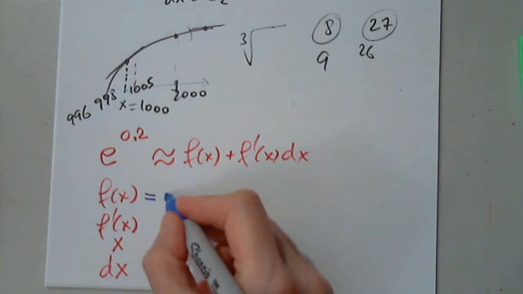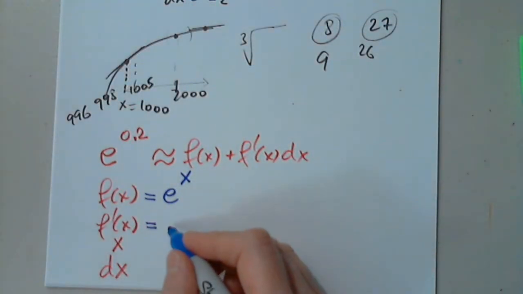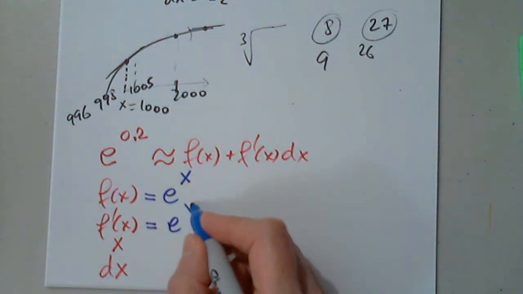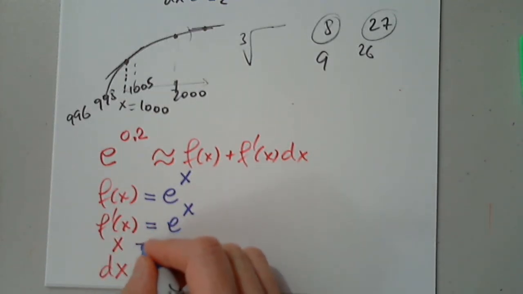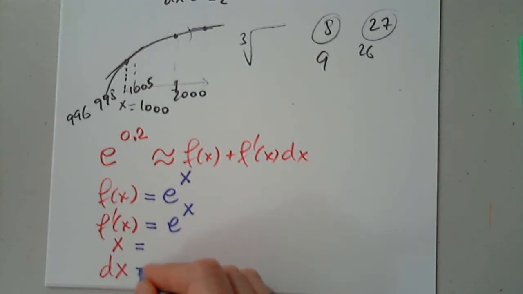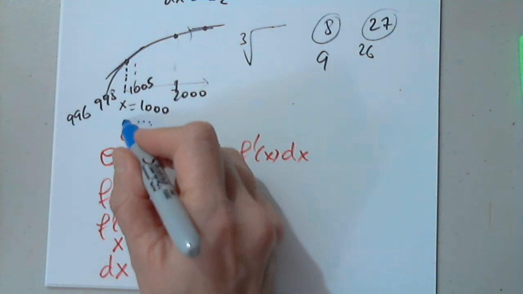E to the power of x. Excellent. Which derivative are we talking about here? E to the power of 0.2. So if this is f of x, this is f prime. Right? Perfect. Now let's identify x and then identify dx. So now we are looking at this.